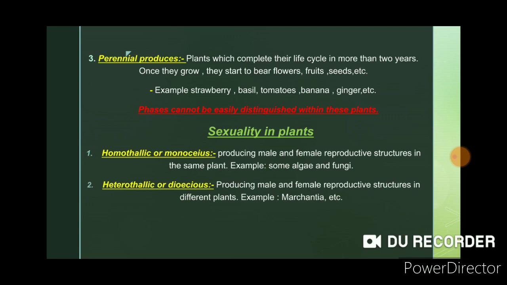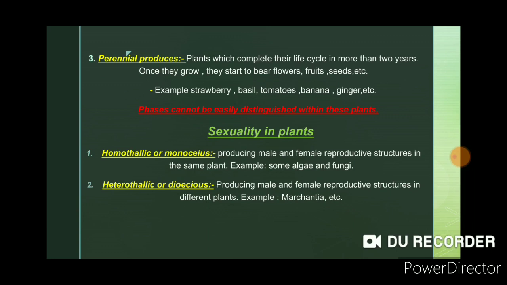On the basis of this, it is divided into two types: homothallic, or we can say monoecious. Homothallic or monoecious means that male and female reproductive structures are present on the same plant, on the same thallus. Homothallic means homo-thallus. Thallus means base, homo means same. On the same base, both male and female reproductive structures are produced. Some types of algae and some types of fungi are homothallic or monoecious.